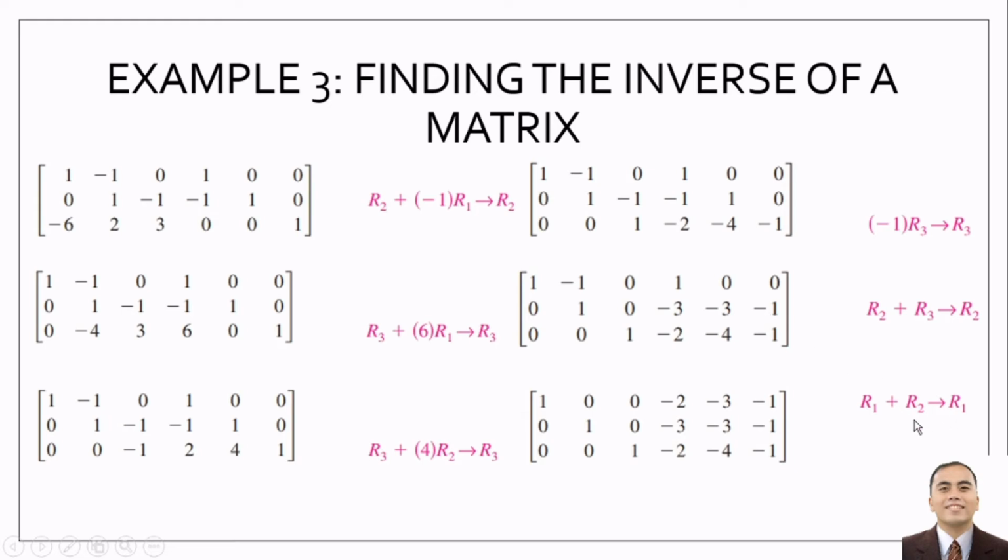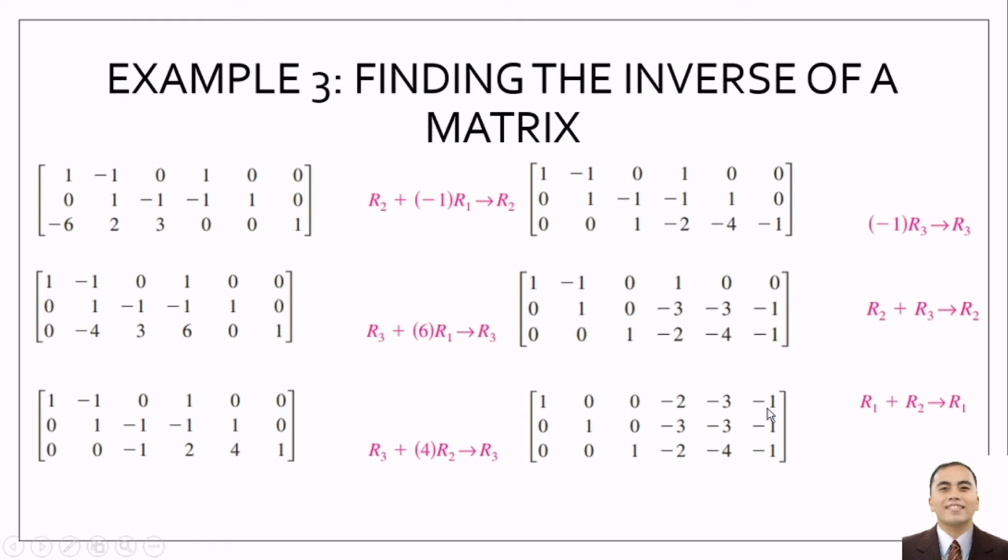The next step is we will add row 1 and row 2 to produce new row 1 in order for this negative 1 to be eliminated. So the new row 1 now will become 1, 0, 0, negative 2, negative 3, and negative 1.